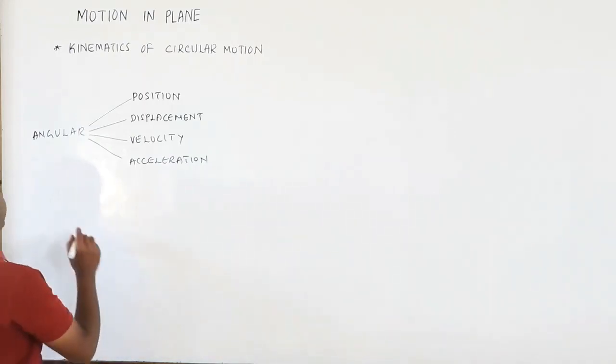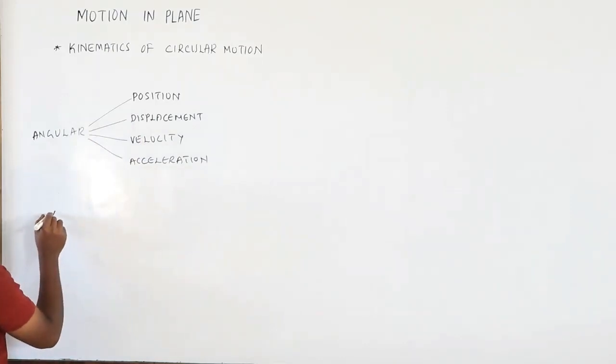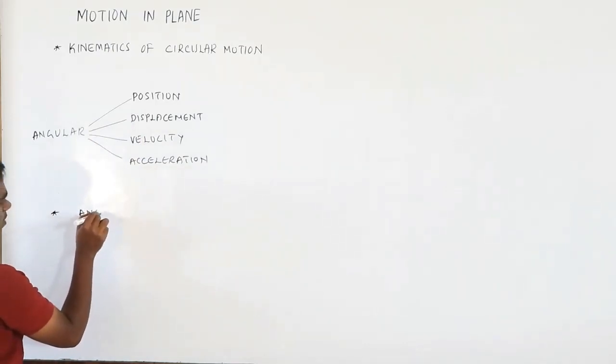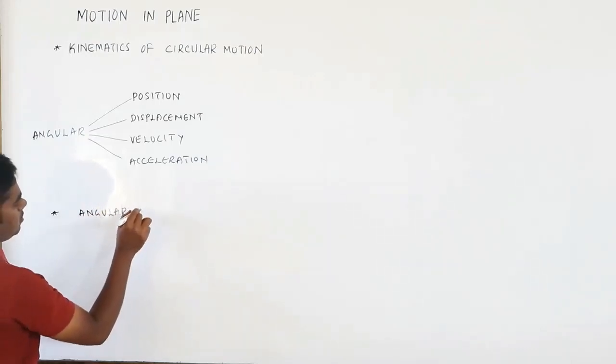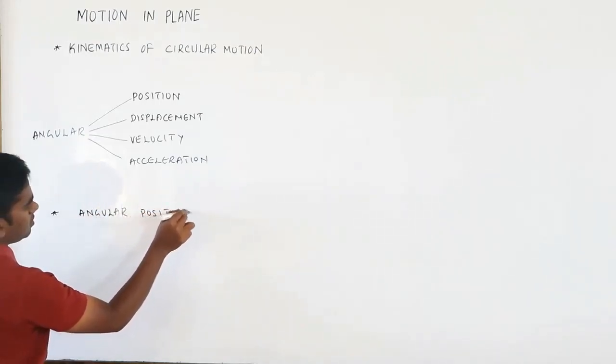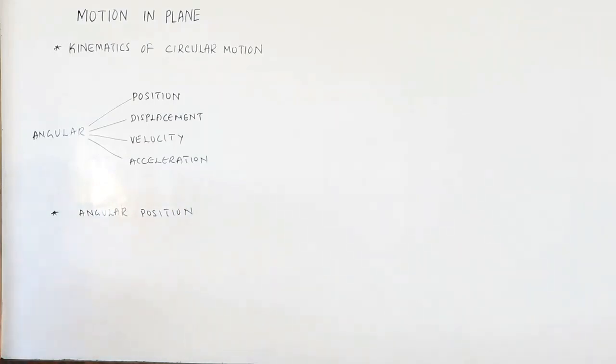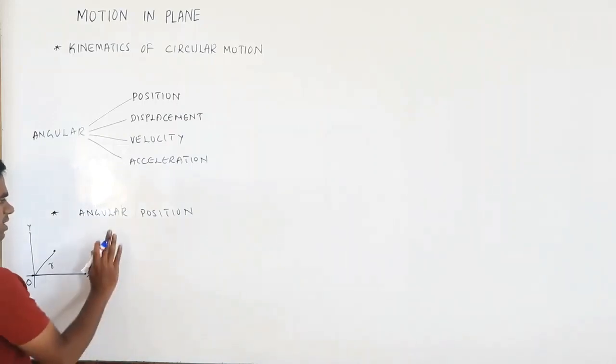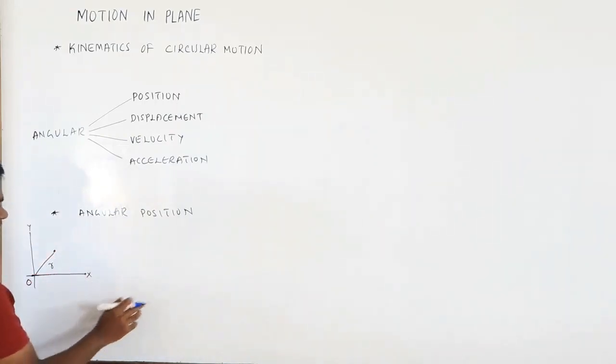Let me go with the first one, that is angular position. What do you mean by angular position? In your linear motion, position is what? Suppose you have x and y axes. If the object is here, this r is going to be the position, the distance from the reference point.